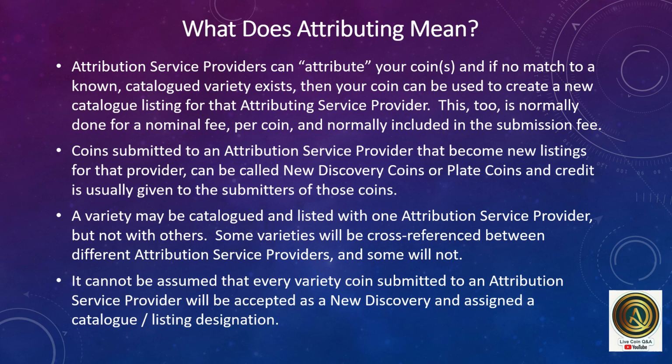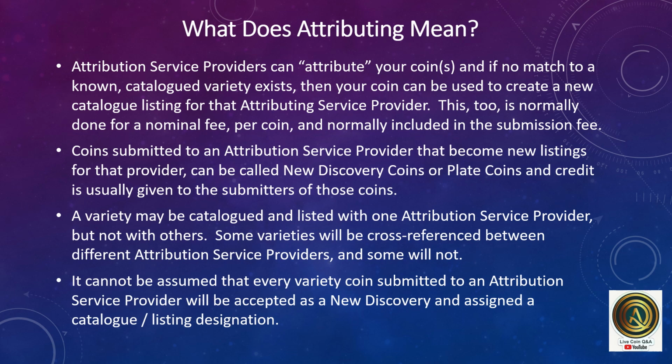Attribution service providers can attribute your coin, and if no match to a known cataloged variety exists, then your coin can be used to create a new catalog listing for that attribution service provider. This too is normally done for a nominal fee per coin and normally included in the submission fee. Coins submitted to an attribution service provider that become new listings for that provider can be called new discovery coins or plate coins, and credit is usually given to the submitters of those coins.